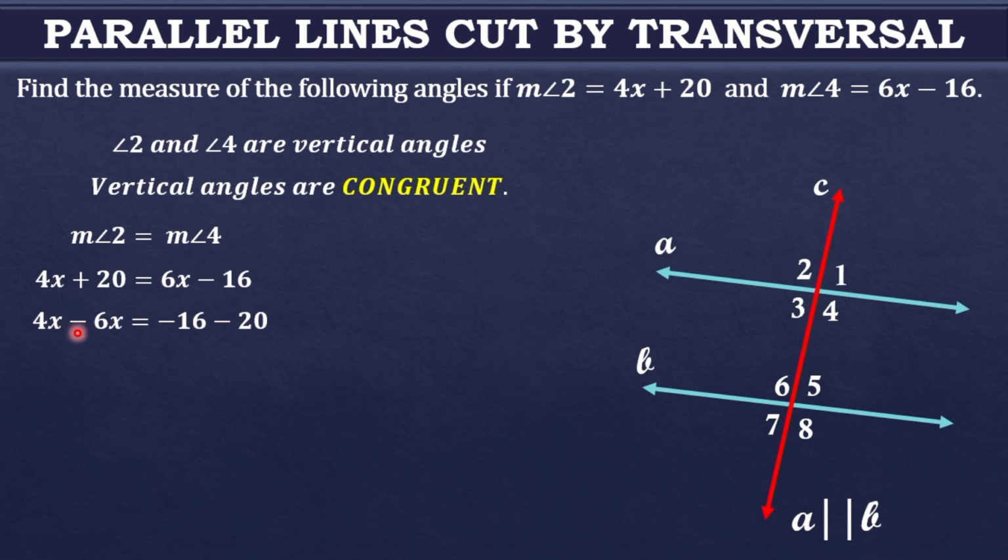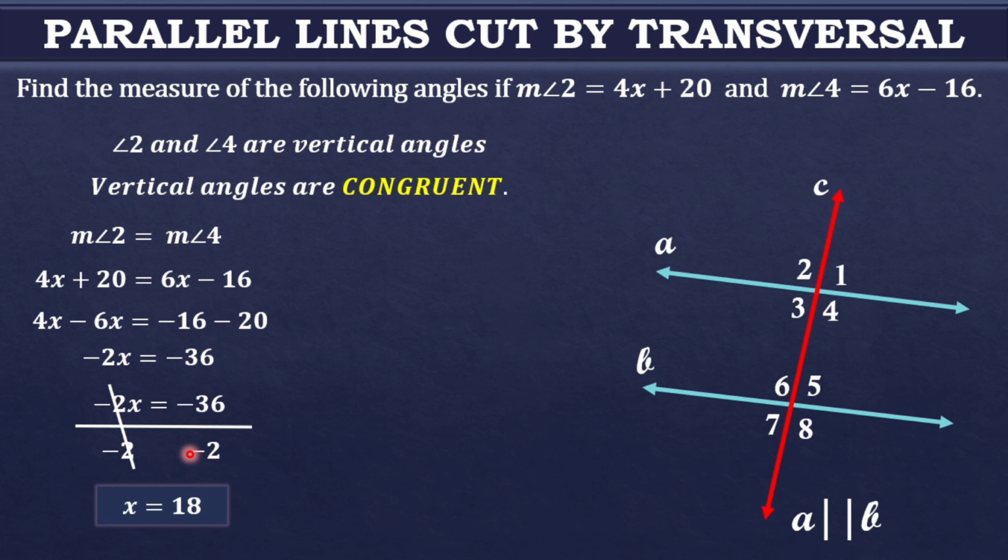So, 4 minus 6, that is negative 2x. Is equal to, this is negative 16 minus 20, we have negative 36. By dividing both sides by negative 2, we can now cancel negative 2. So, we have x is equal to negative 36 divided by negative 2 is positive 18. Okay, so the value of x is equal to 18. Let us find the measure of angle 2 and angle 4.